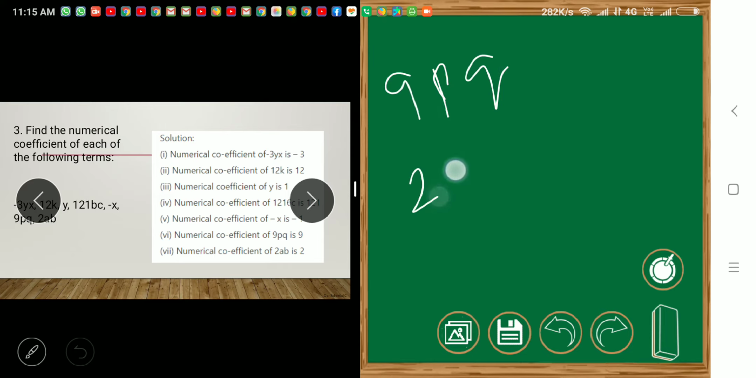9pq and 2ab. Only the numerical coefficient is asked, so 9 and 2. They didn't ask the coefficient of b. They didn't ask like that, only the numerical coefficient is asked, so it is so easy.